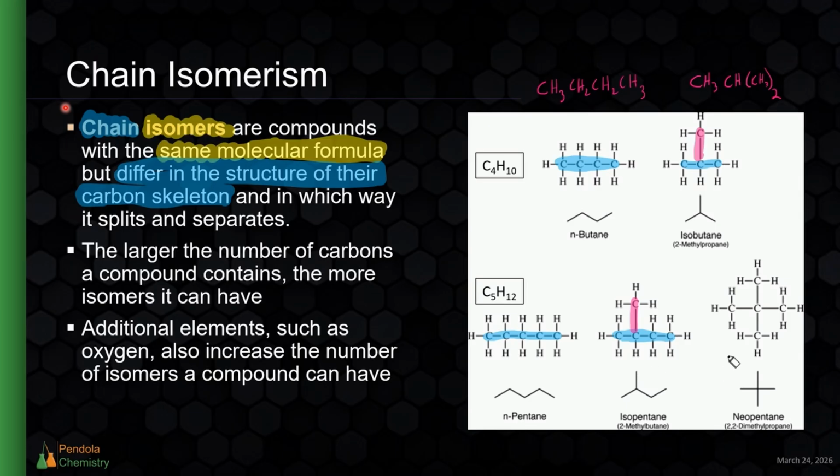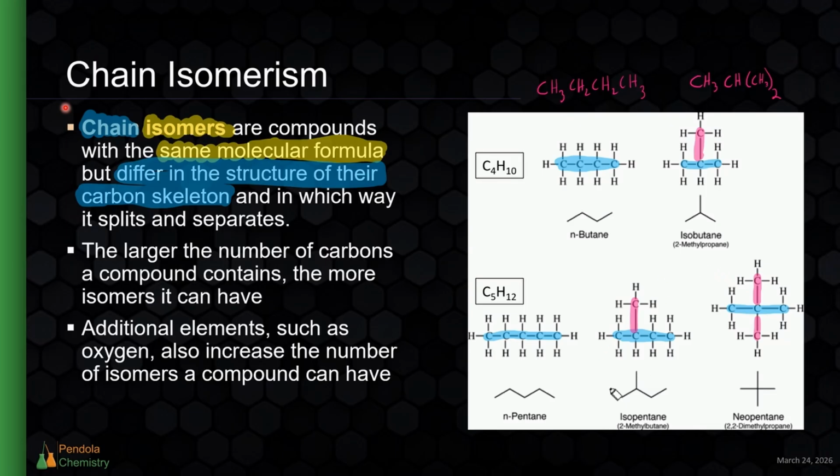And we could have 2,2-dimethylpropane, where we have 3 carbons in a row, and then 2 methyl side chains that come out of that. So these are all chain isomers of each other because we have the same chemical formula, C5H12, but their carbon backbone is arranged differently.